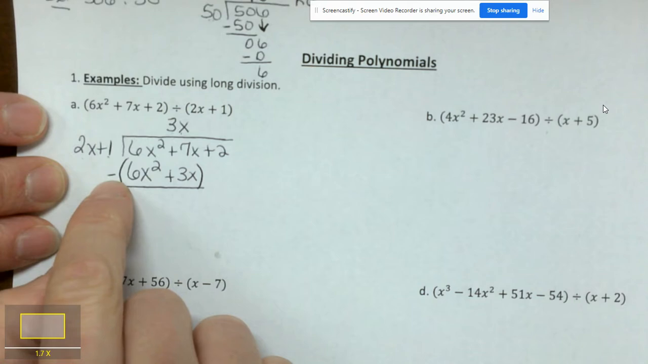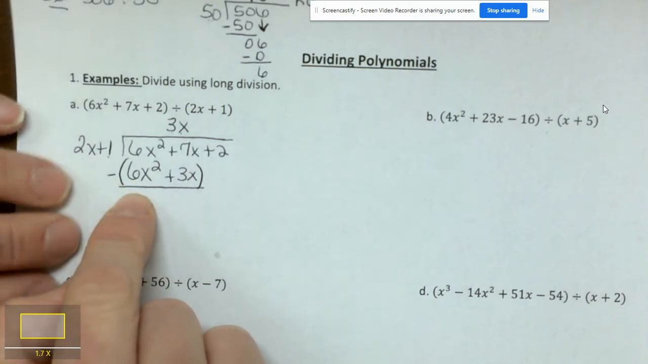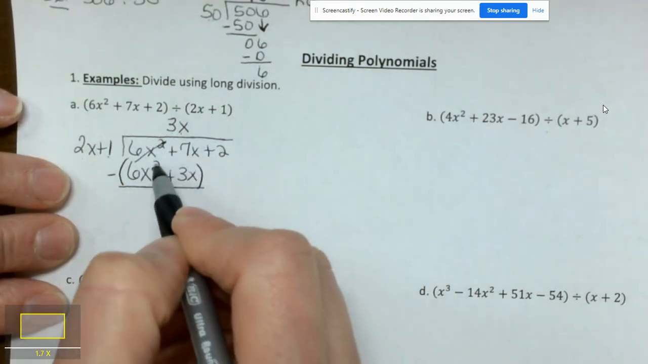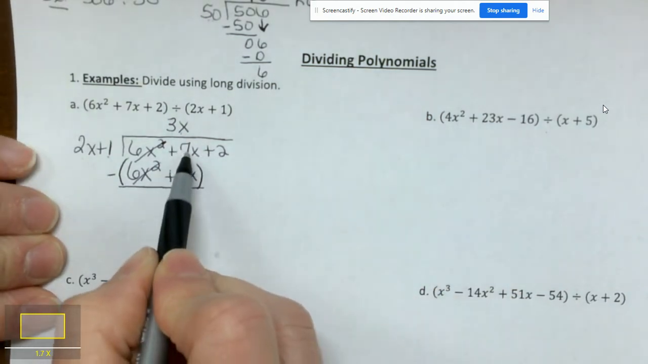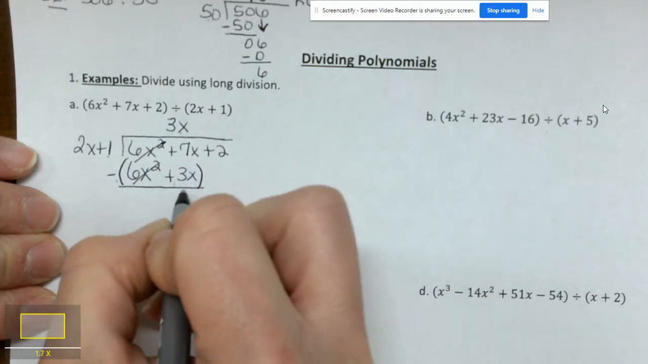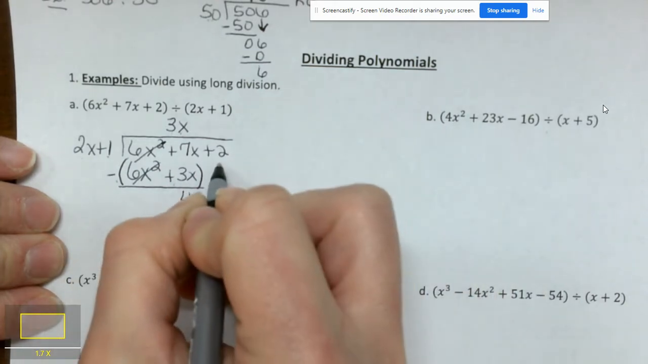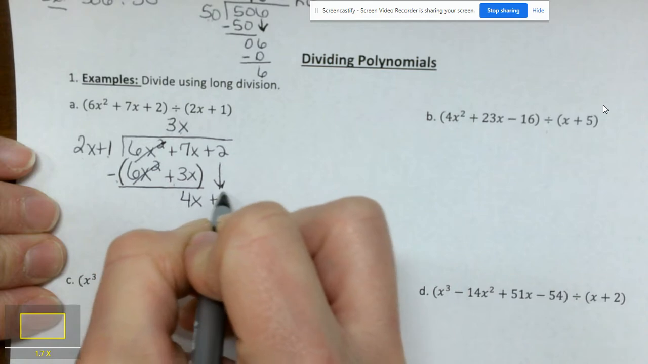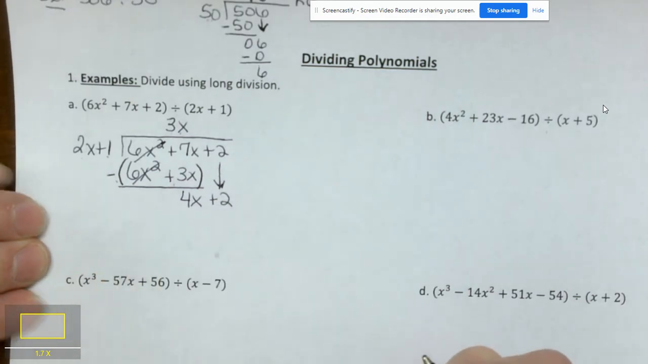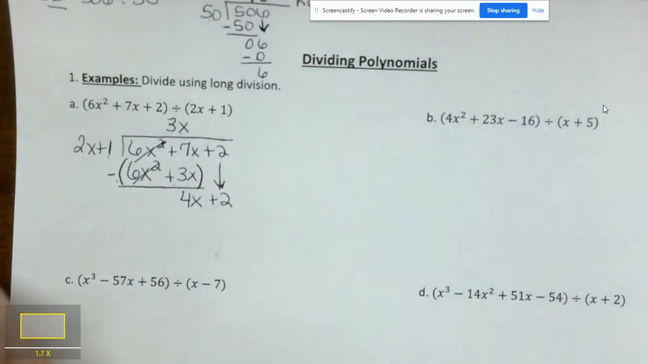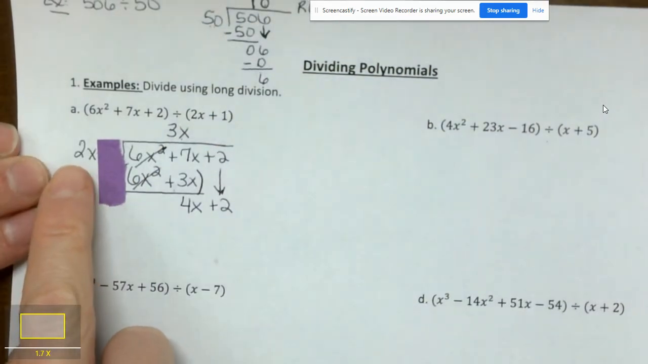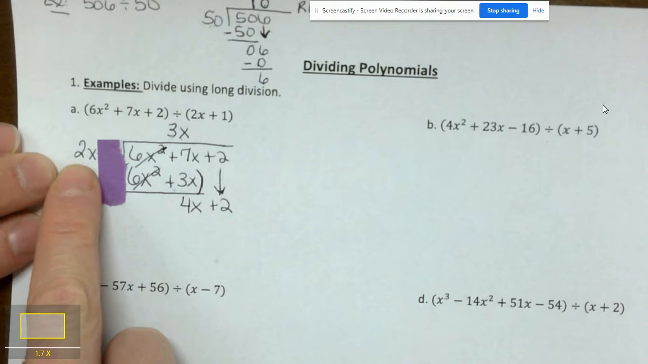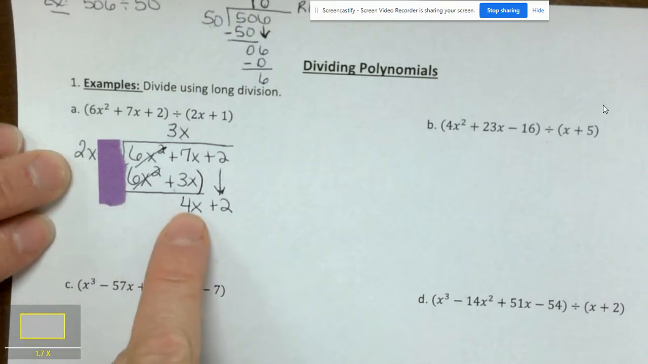So 6 minus 6, that's 0. And that's what you want to happen each time with that first part. You want it to always cancel out. And then 7 minus 3 is going to give you a 4x. And then you're going to pull down that plus 2. Okay, now I'm going to cover up that plus 1 again for right now, because I'm going to ask myself, 2x, what do I multiply it by to get this 4x right here? Well, I multiply it by 2.